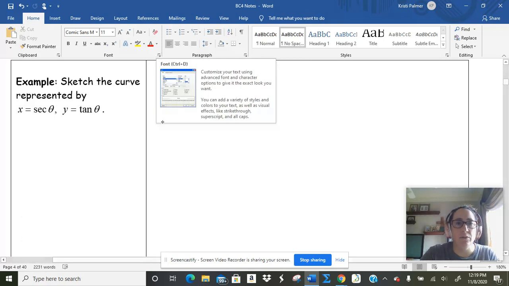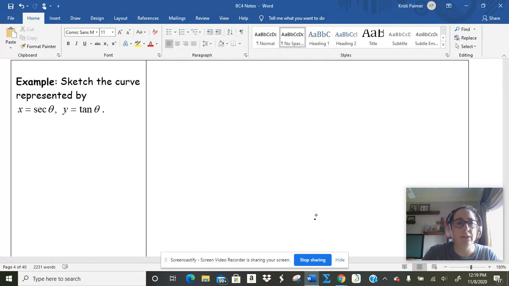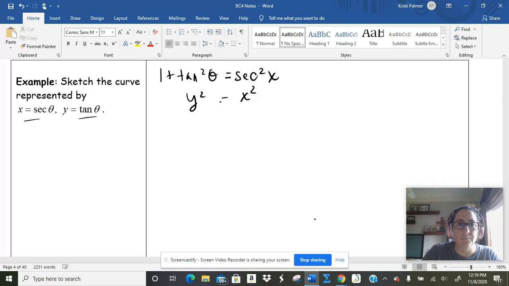So I want to sketch the curve represented by these two functions. When I see those, instead of going back to what I showed you at the original, I like to use this Pythagorean identity. So secant squared is x squared here, and tan squared would be y squared. So I'm just squaring both sides, and then using substitution.